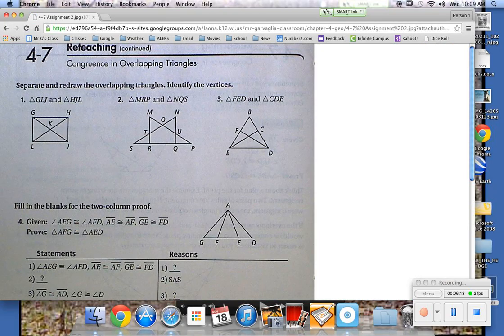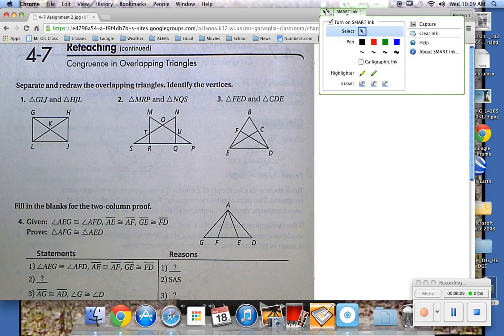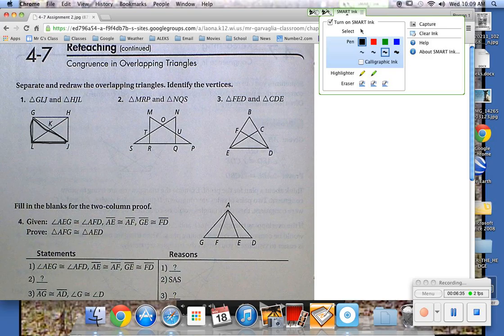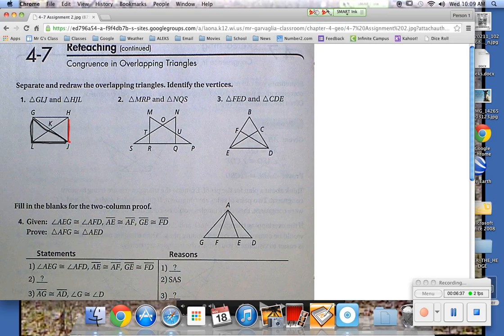Now, don't worry about it here. It says separate and redraw overlapping triangles. Identify the vertices. Okay, triangle GLJ. So this triangle right here and this triangle right here. All right?